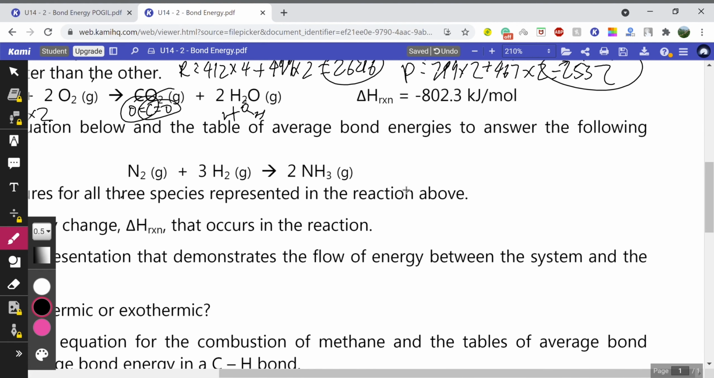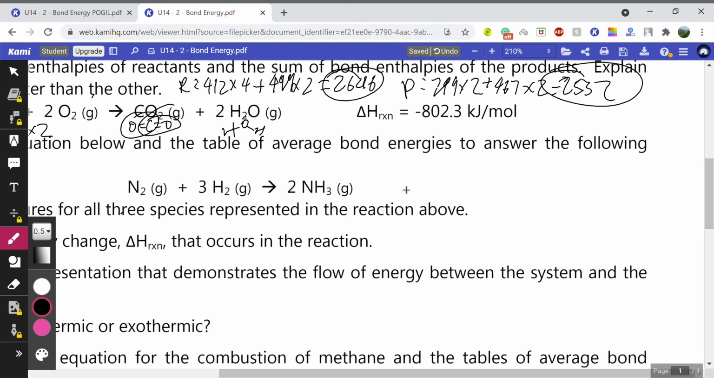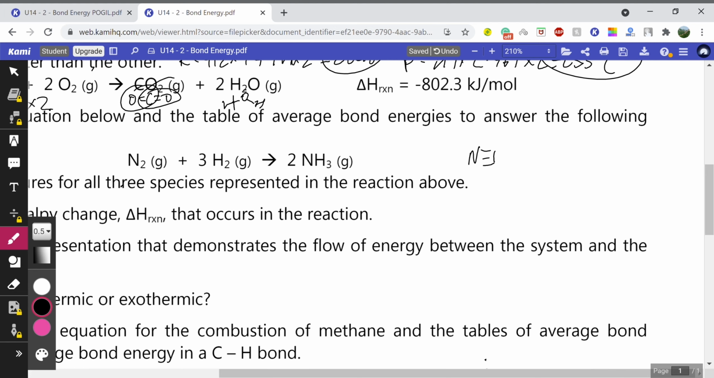Alright, N2. What you should know is that N is always a triple bond. Triple bond N. H2 is a single bond, times 3. And the product will be NH3: N with single bonds to H, H, H. And this is how you draw the Lewis structure for all three of these.